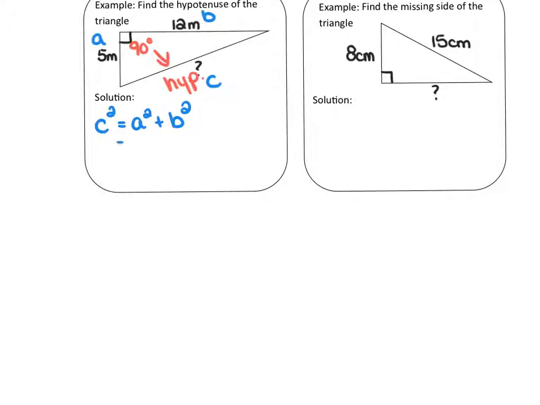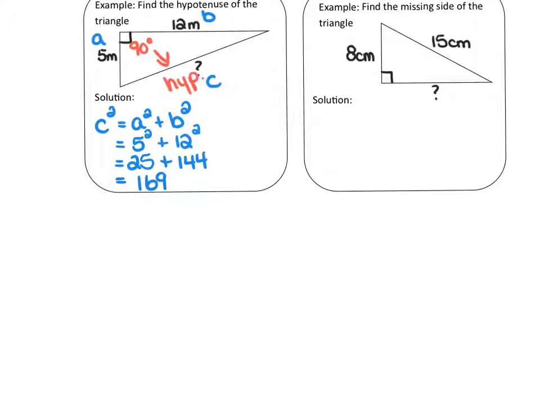So a we said was 5. So it becomes 5 squared. And b we set to 12. So 12 squared. 5 squared just means 5 times 5. So we get 25. And 12 squared, 12 times 12, is 144. So what you're going to do is add those up. 25 plus 144. And so when you add them up, you get 169.